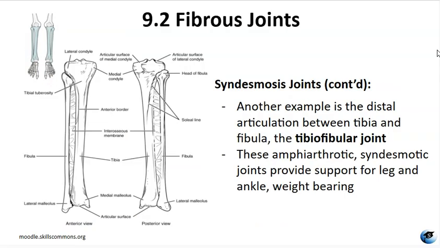The most common example of a syndesmosis joint is the distal articulation between the tibia and fibula, which are shown here. This is called the tibiofibular joint, and it provides support for the legs and the ankles. So they're, again, weight-bearing joints.